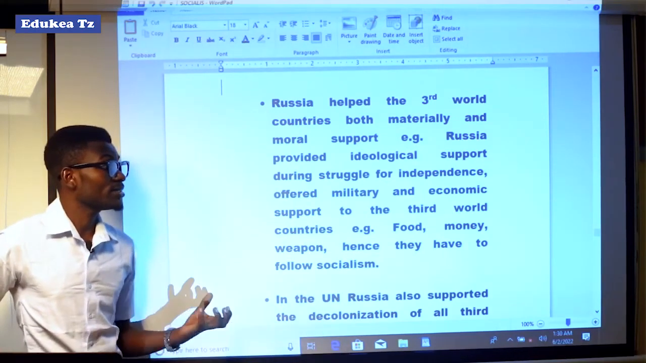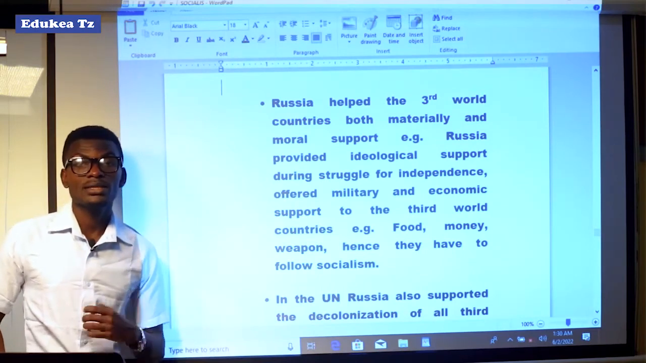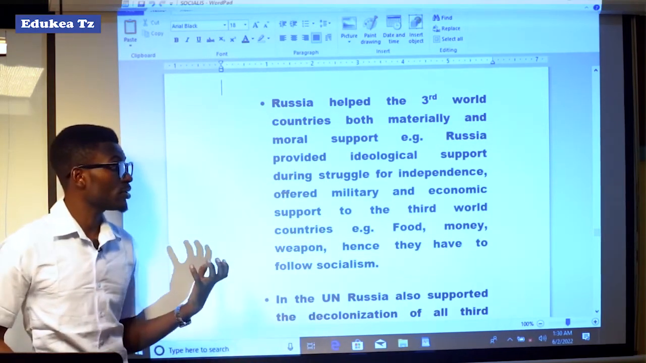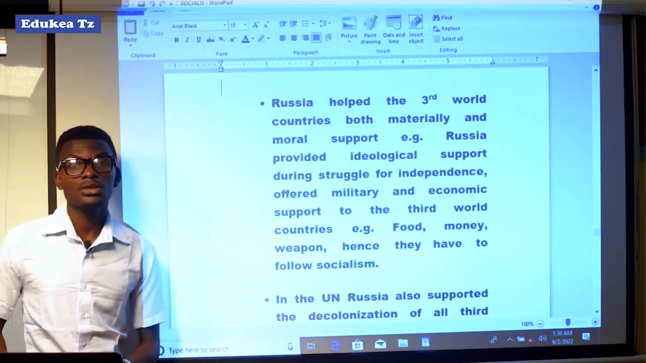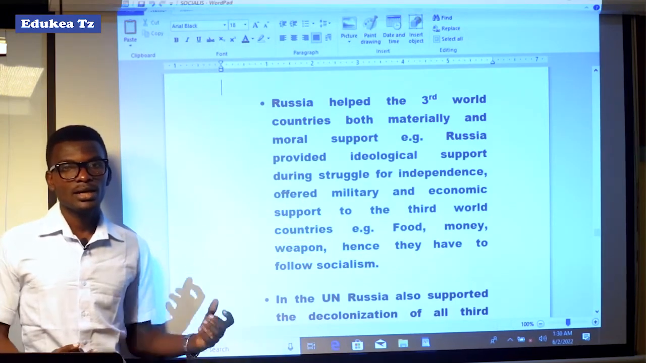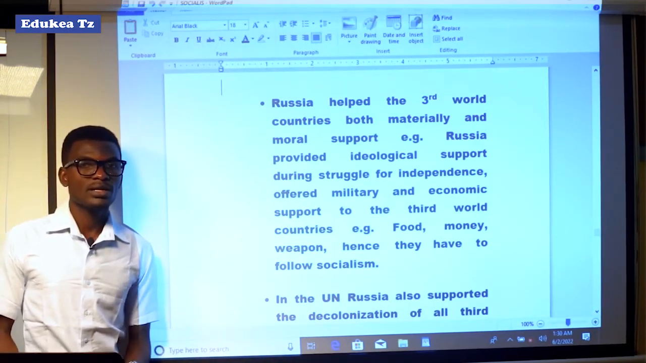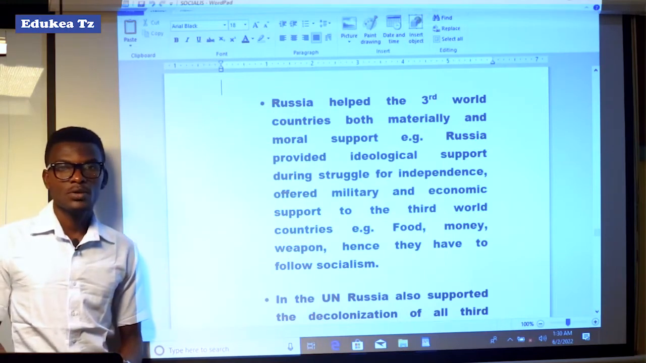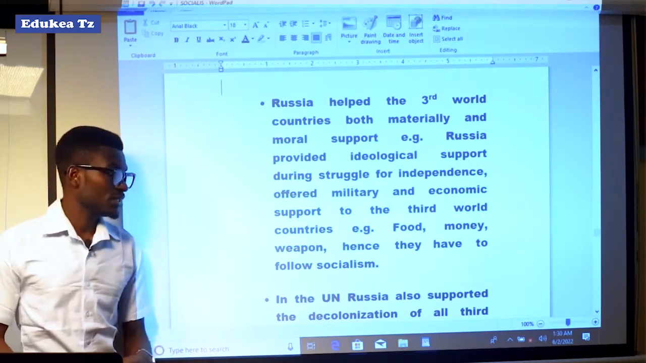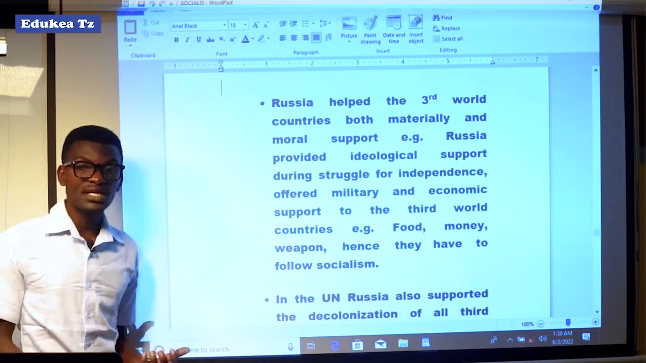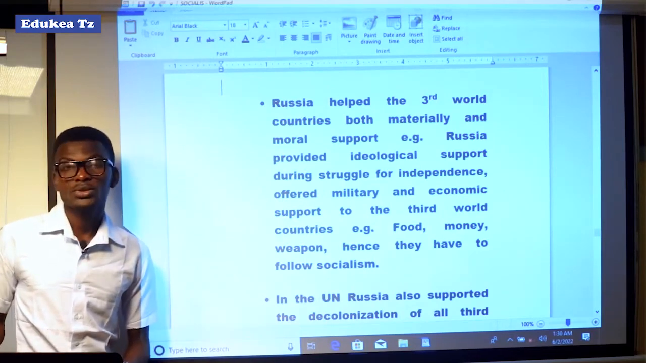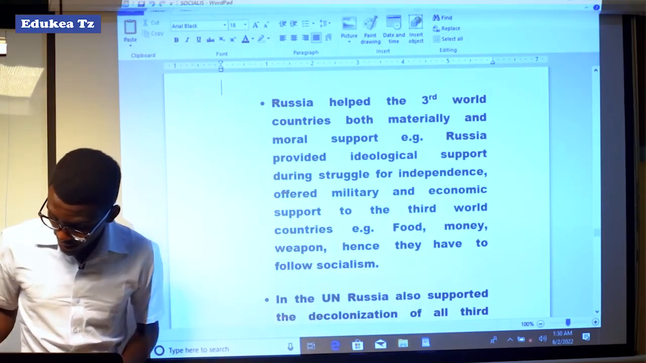So after getting their independence, they decided to form the socialism ideology as the system of government, or as the system of governing. And that made the third world countries form socialism in their countries.